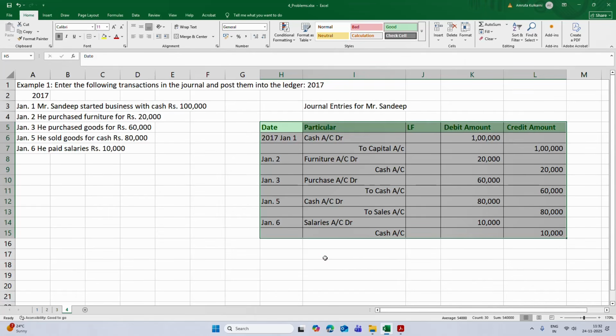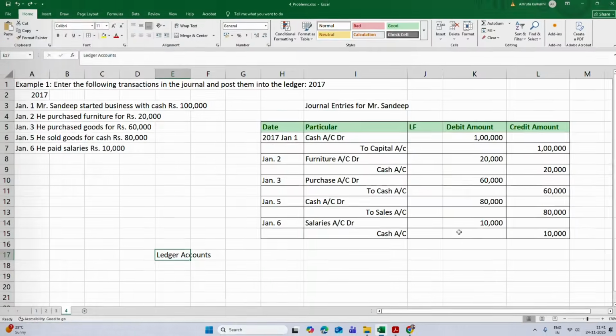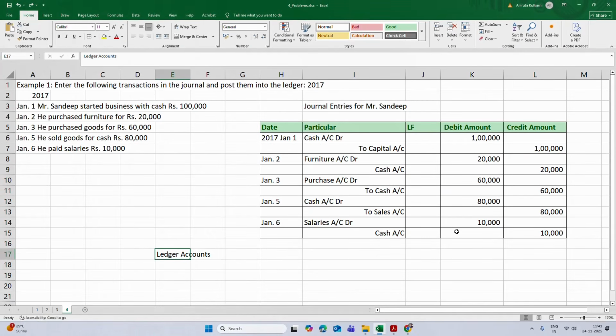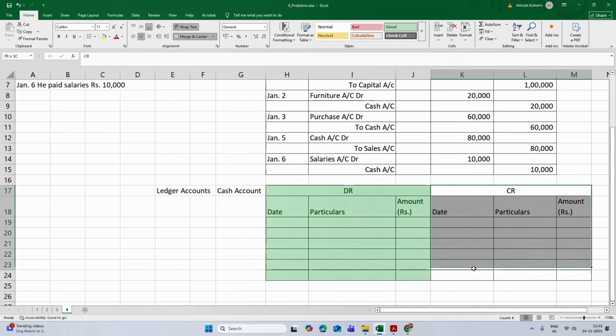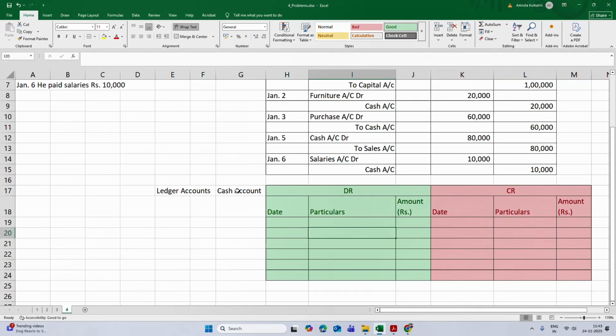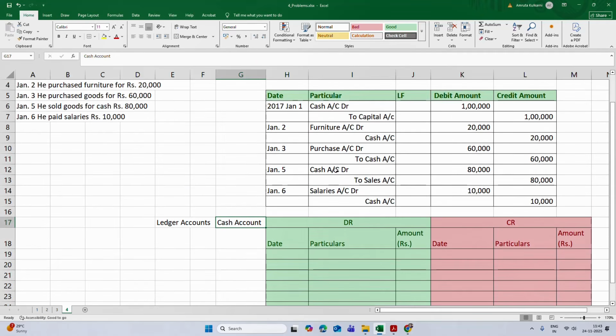Now we have to create ledger accounts for each of these journal entries. We have just created the journal entries. Now let's quickly create a ledger account for each of the accounts. The first is cash account. For your understanding, I will highlight this debit side with green color as of now and the credit side with pink color.